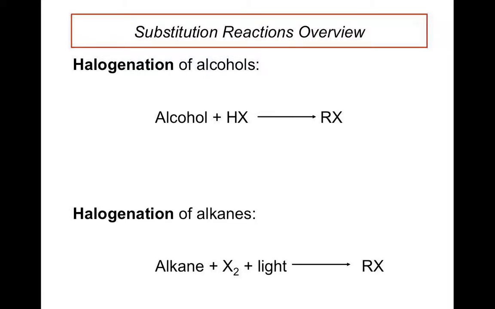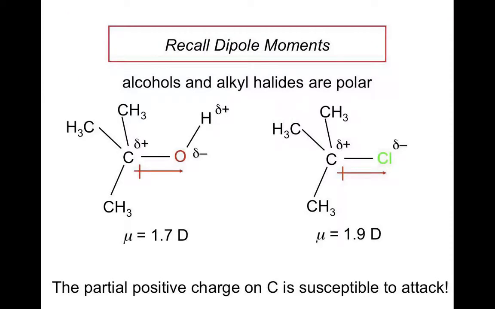For this week, we focus on two different types of substitution reactions: halogenation of alcohols and halogenation of alkanes. These reactions are called substitution reactions because we're substituting one functional group for another functional group. In the case of halogenation of alcohols, we're replacing an alcohol with a halogen, X. In the case of the halogenation of alkanes, we're replacing hydrogens with X to form alkyl halides. In both cases, we're creating new functional groups from existing ones.